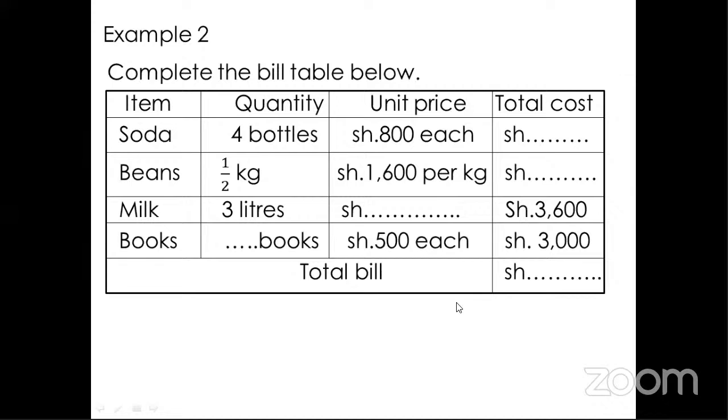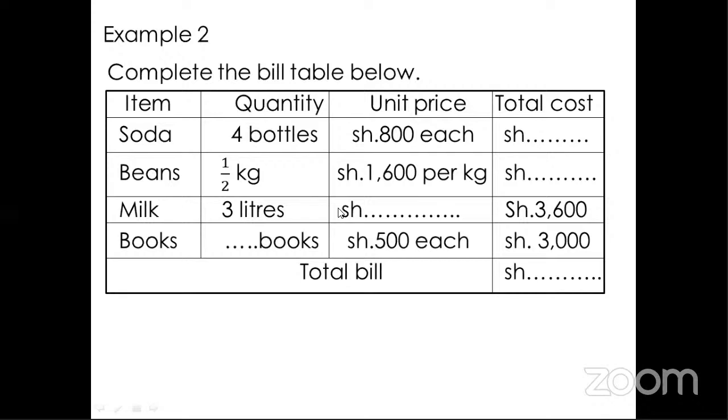Please, when I pick you, answer like your friends. You see, your friends are talking very well. Tell me the second one, we have beans. Under items, we have beans. So what is missing? When you follow that row for beans, what is missing?